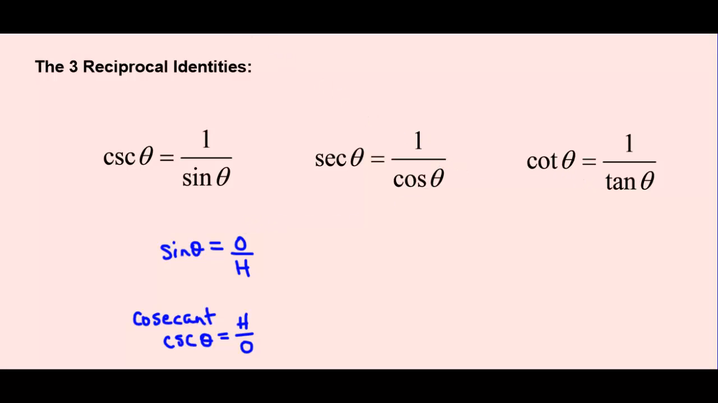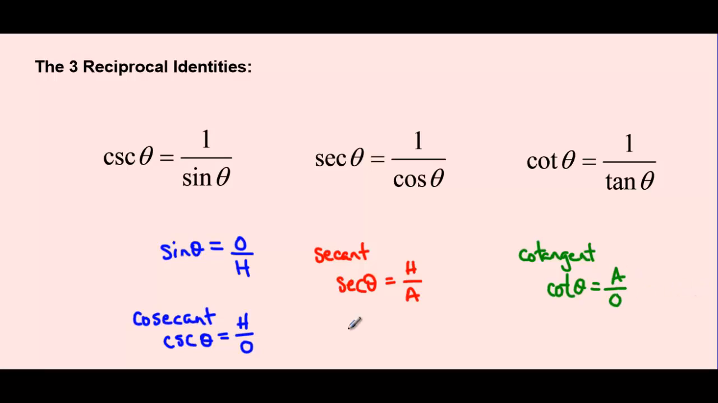Cosine and tangent also have reciprocal ratios. The reciprocal ratio for cosine is called secant, and we short form that SEC. And of course, the secant of some angle theta, instead of being adjacent over hypotenuse, is the reciprocal, hypotenuse over adjacent. And the reciprocal to tangent we call the cotangent, which is simplified to the letters COT. And instead of being opposite over adjacent, it's adjacent over opposite.